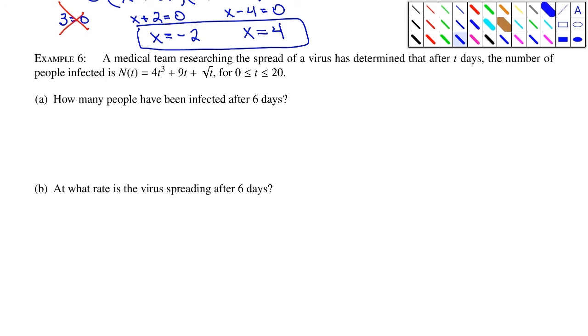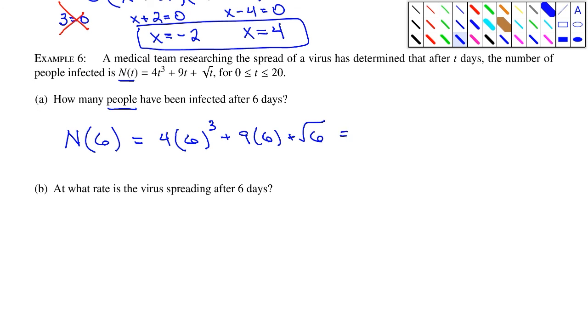All right, so how many people? That's asking for the number of people, which is just exactly what the function n gives me. So there's no derivative here. We just apply 6, and that's going to be 4 times 6 cubed plus 9 times 6 plus the square root of 6, and that's equal to 920 people.